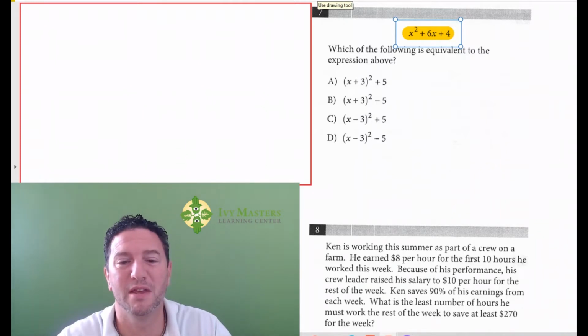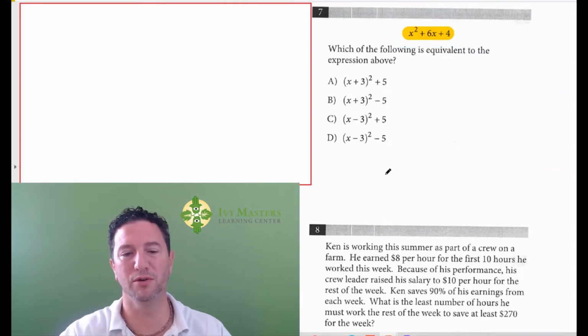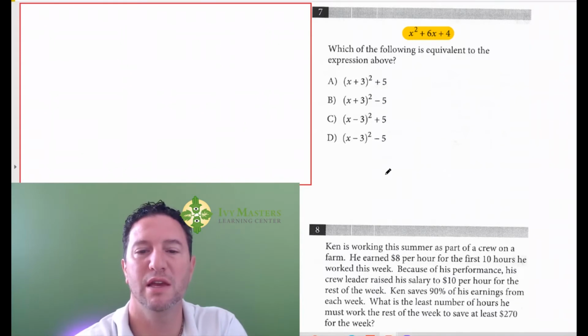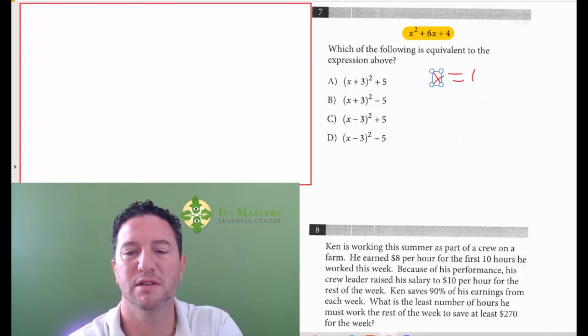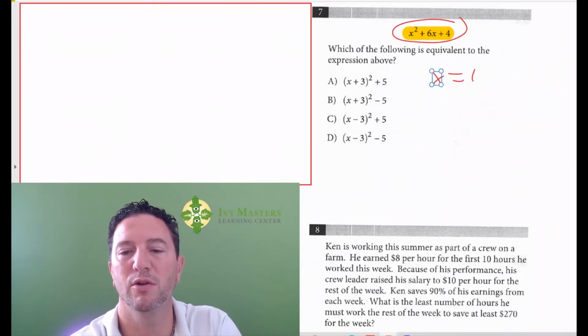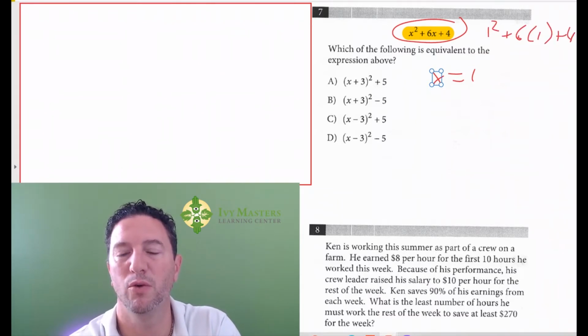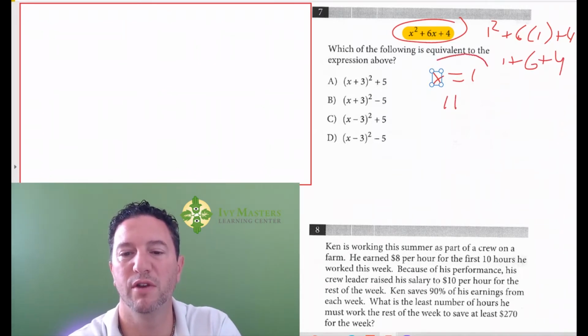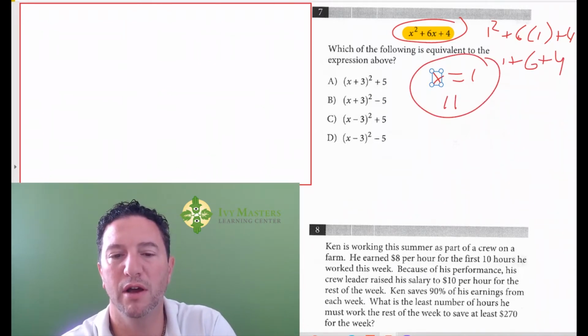to do it. What you could do is you could just say x equals, let's say, 1. And when I plug in here, what I get is 1 squared plus 6 times 1 plus 4. And then it's 1 plus 6 plus 4, and you get 11. And I'm going to circle those together. Now what I'm going to do is I'm going to plug 1 into each answer choice, and I'm going to eliminate anything that doesn't give me 11.